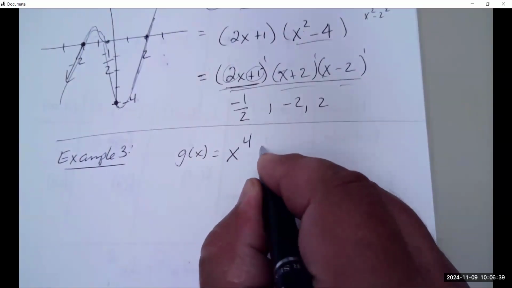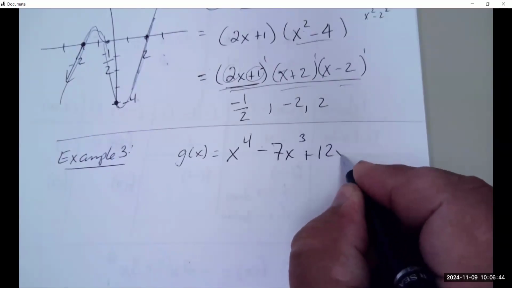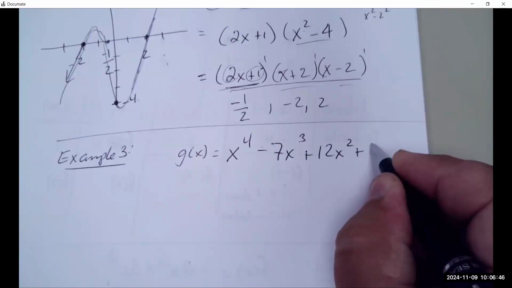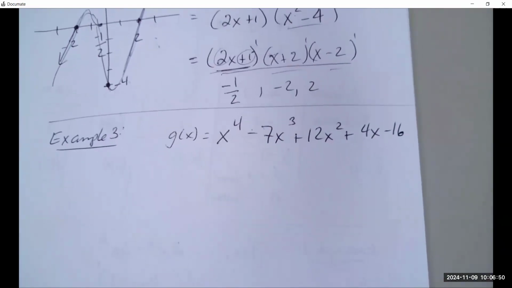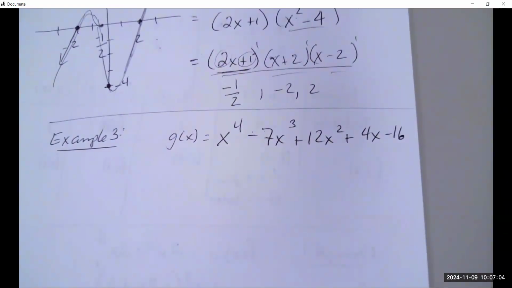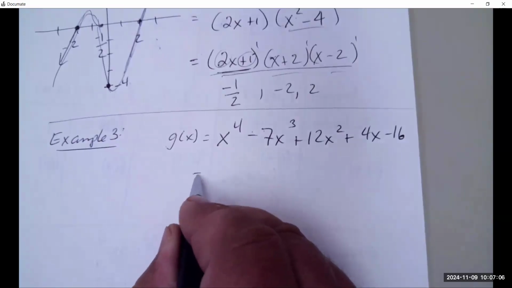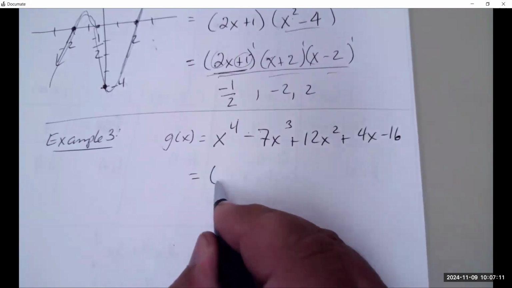X to the 4th minus 7x cubed plus 12x squared plus 4x minus 16. So we can't group because there are 5 terms here. So for right now, since we haven't learned how to factor these, I have to give you the factors.